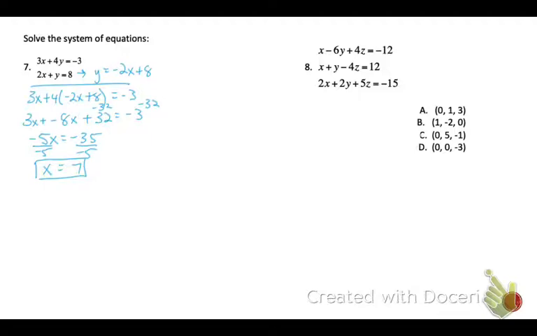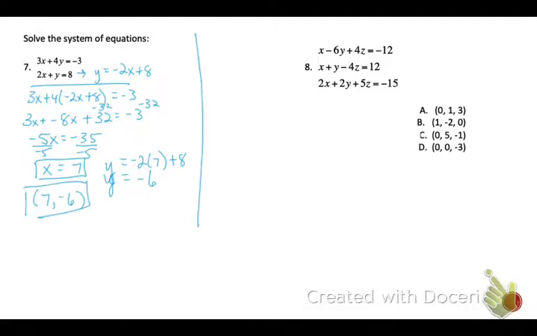Now we have half of the answer, because these lines are going to intersect in a point, an x and a y. So we have our x value. Now we're going to take that and plug it into either one of our original equations, and I like to plug it into the one I solved for y. When I do that, I get -2 times 7, which is -14, plus 8 gives me a -6.